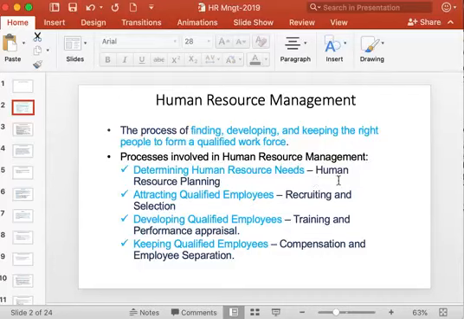Determining human resource need is done through the process called human resource planning. Attracting qualified employees is done through recruitment and selection. Developing qualified employees is done through training and performance appraisal system. Keeping qualified employees is done with the help of compensation and employee separation system.